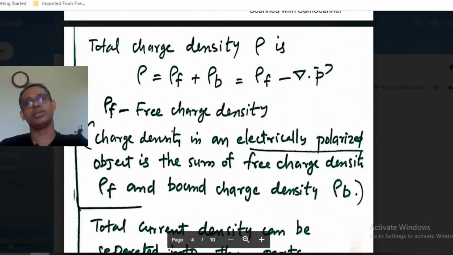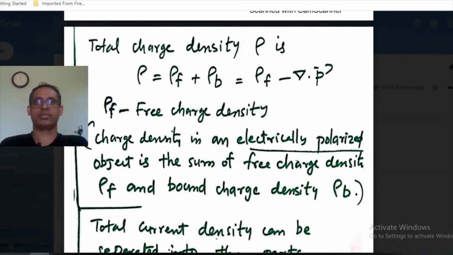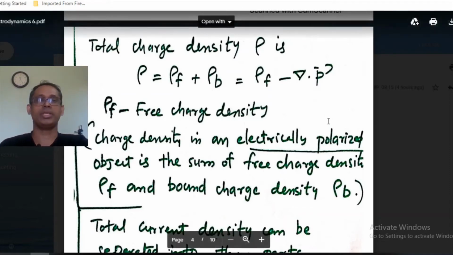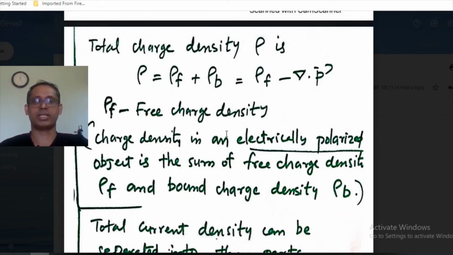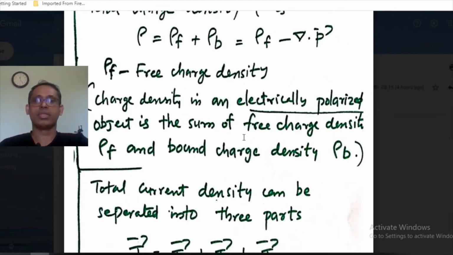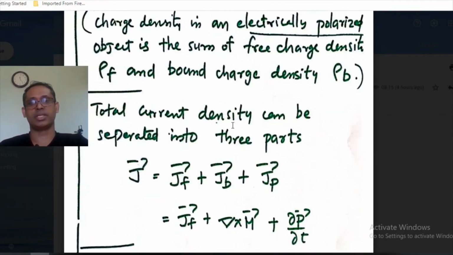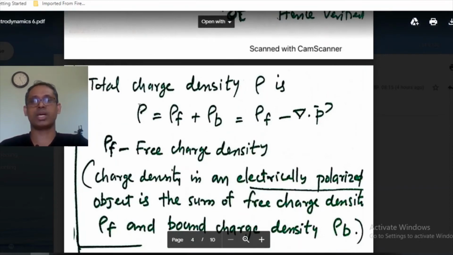So we are going to write the expression for total charge density, that is the sum of free charge density, the density due to the free charges in the material, plus bound charge density. So rho is equal to rho F plus rho B. Rho B is minus del dot P. So rho is equal to rho F minus del dot P. So that is written here.